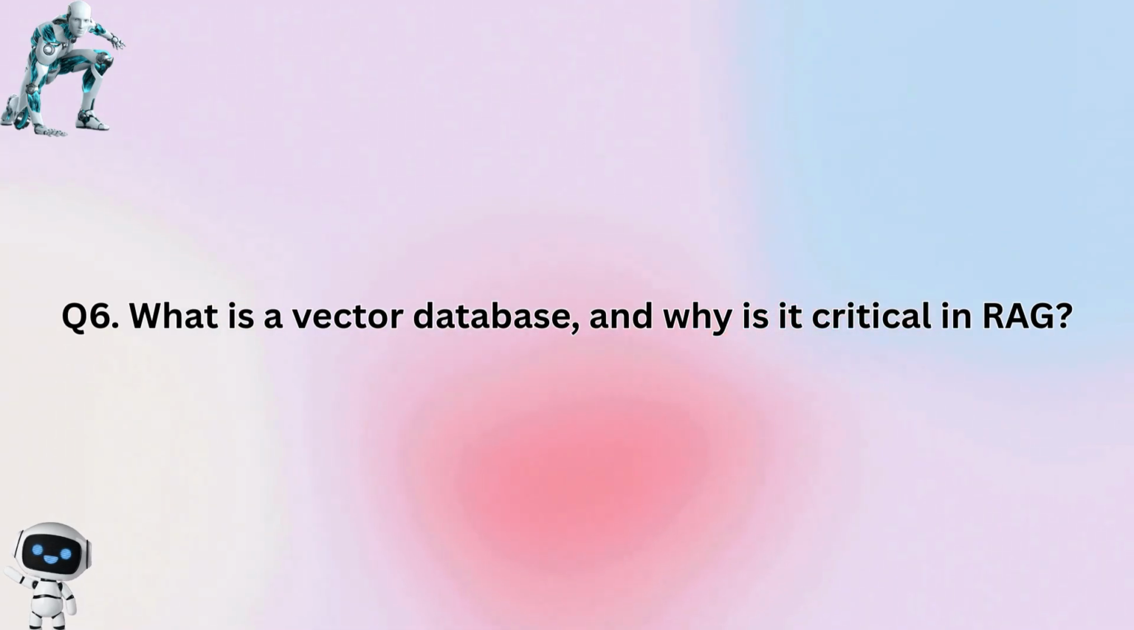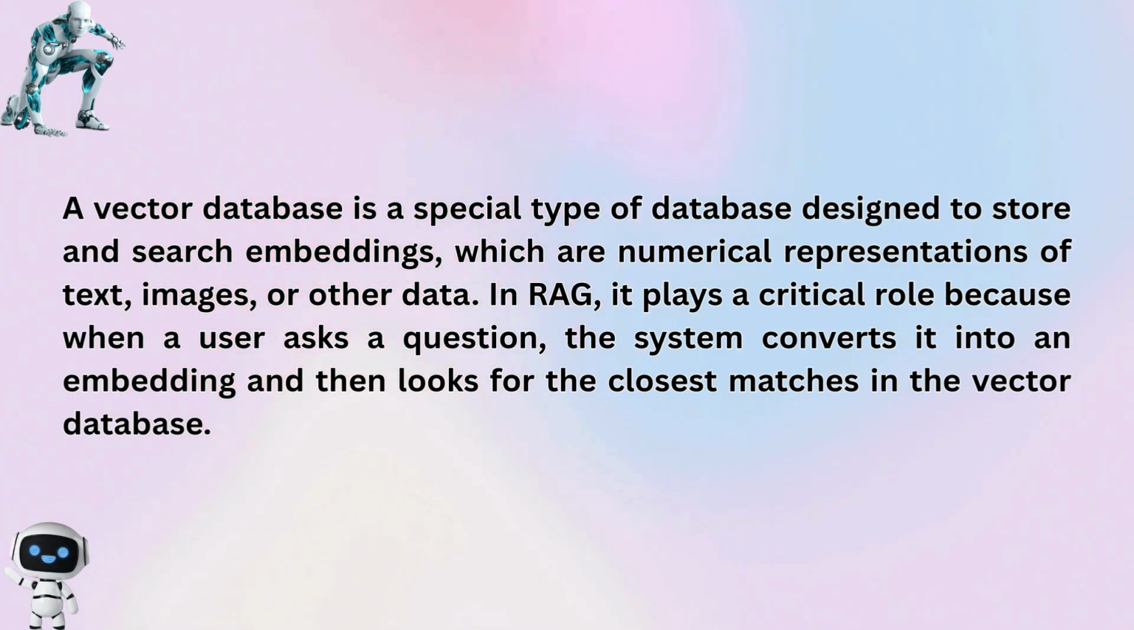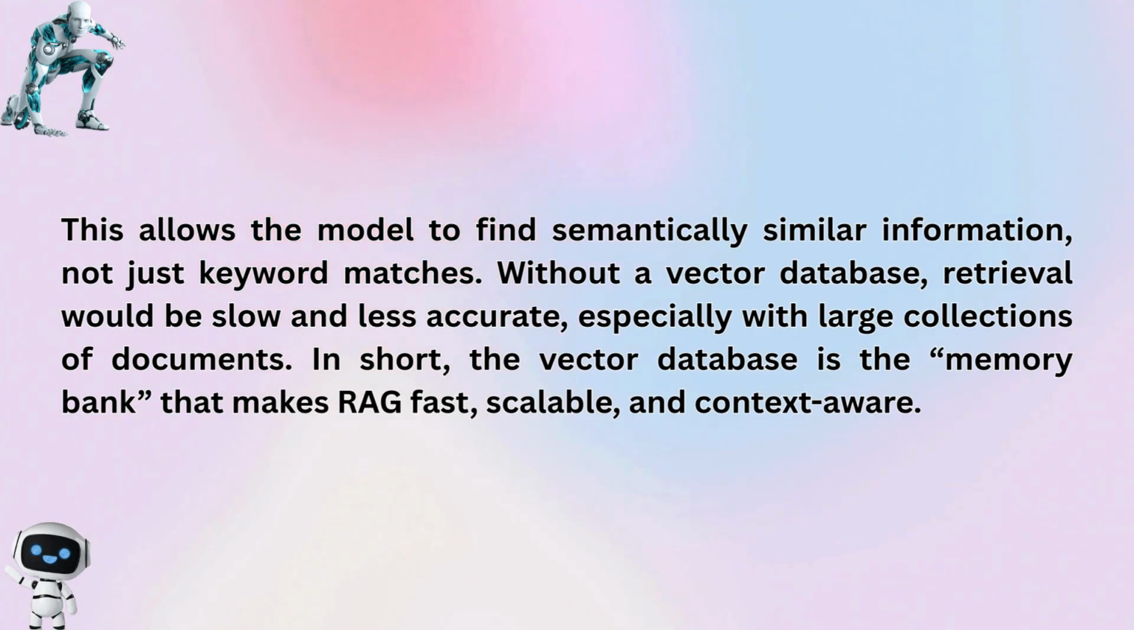What is a vector database, and why is it critical in RAG? A vector database is a special type of database designed to store and search embeddings, which are numerical representations of text, images, or other data. In RAG, it plays a critical role because when a user asks a question, the system converts it into an embedding and then looks for the closest matches in the vector database. This allows the model to find semantically similar information, not just keyword matches. Without a vector database, retrieval would be slow and less accurate, especially with large collections of documents.